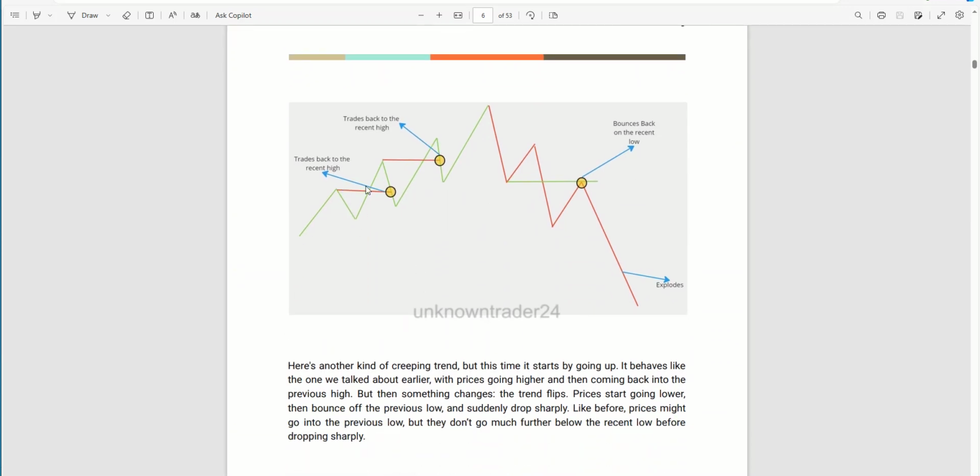This is where they are creeping up, and then all of a sudden they reverse, okay? And you'll see they make a low this time around, they pull back and they make another low, then they pull back and bounce on the recent low. This is where you can enter your trade as they are now going down, because now it shows that they are gonna explode down. Okay, let's go back to our charts.